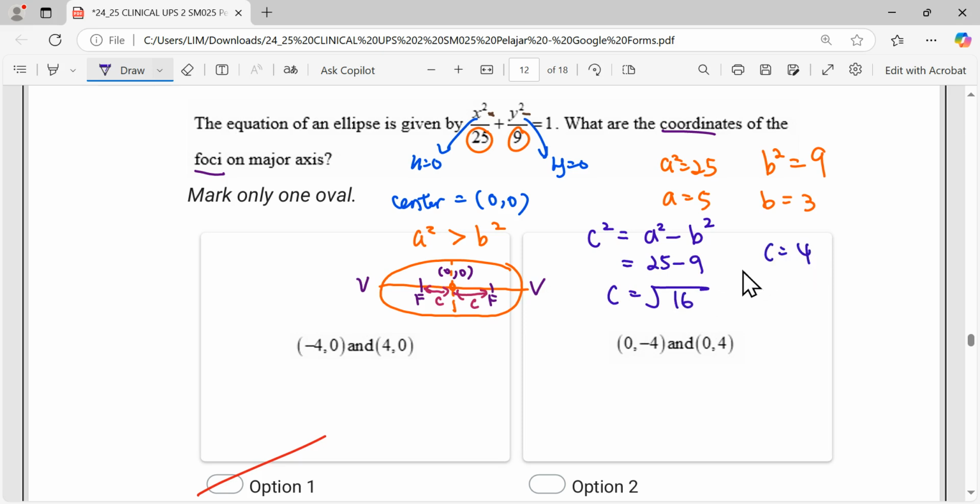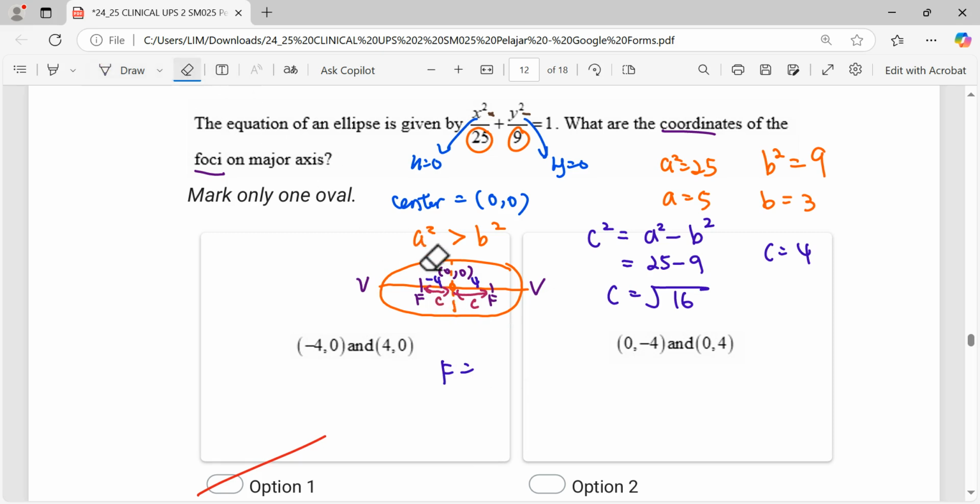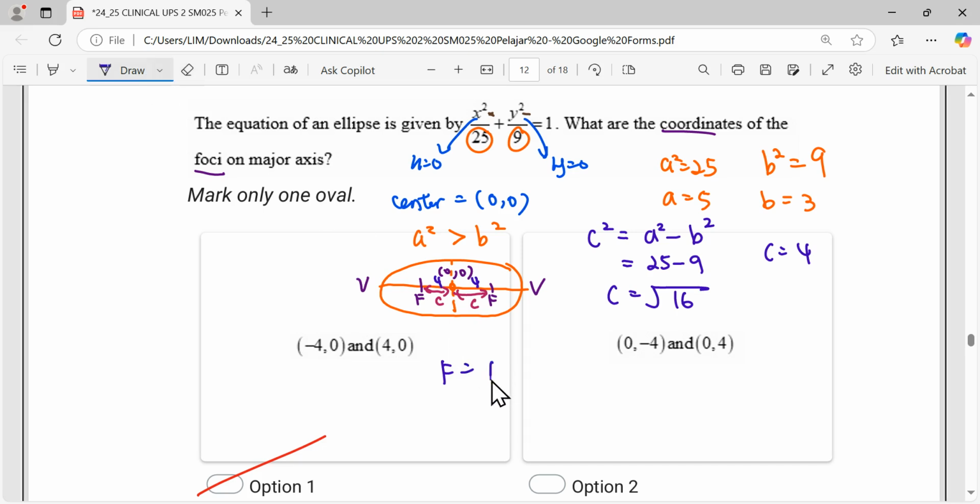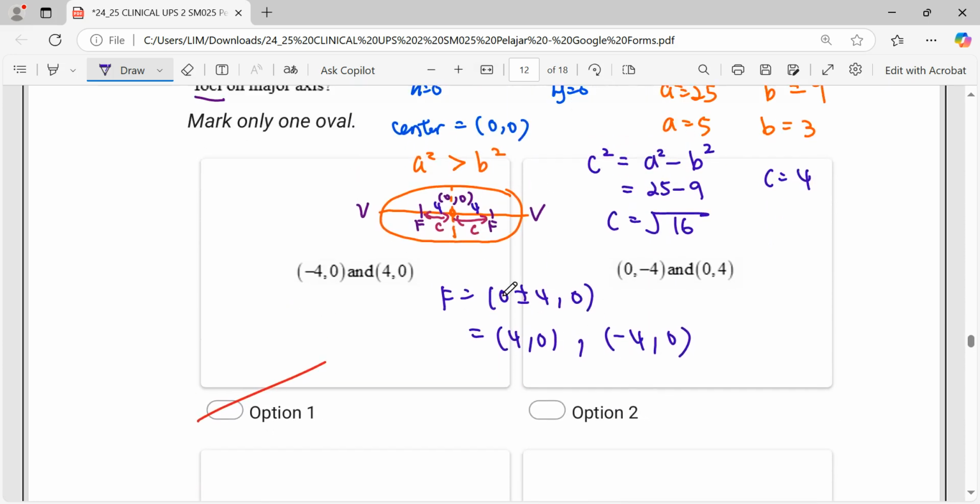So c is 4. Therefore, you want to find your focal point, it will be 0, move to the right hand side 4 units, or move to the left hand side 4 units. Therefore, 0 plus minus 4 units. So your focal point is 4, 0 or negative 4, 0. So this is your focal. Alright, so when you move left, right, your coordinate x will change. Y still maintains the value. So therefore we have this option.